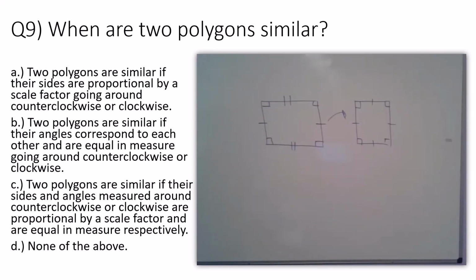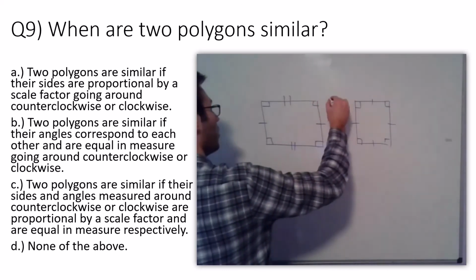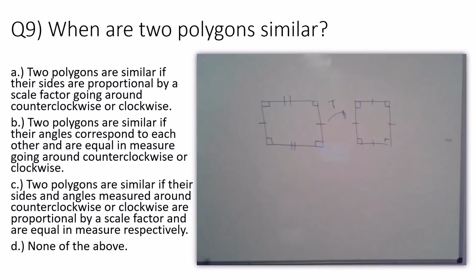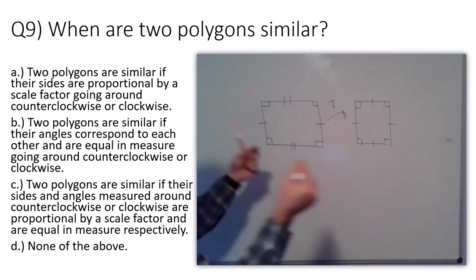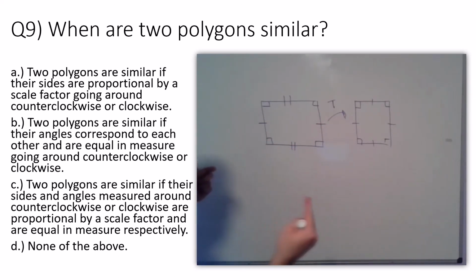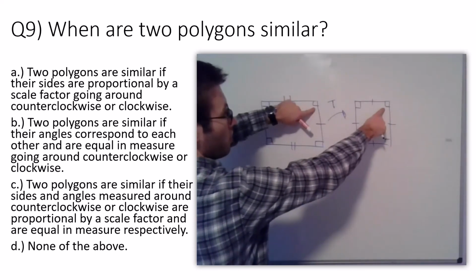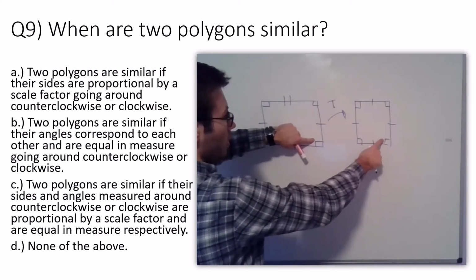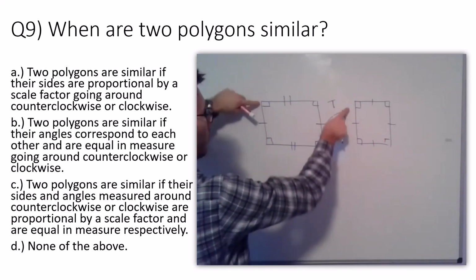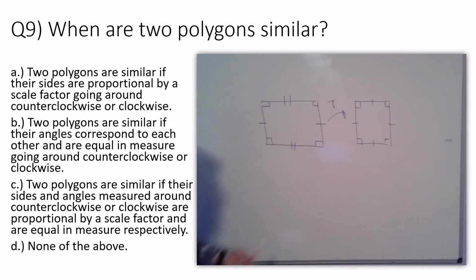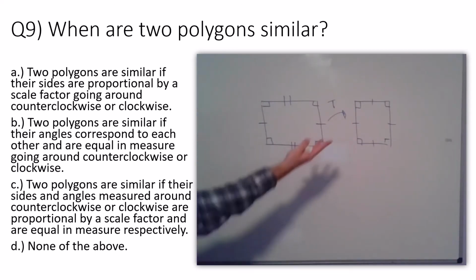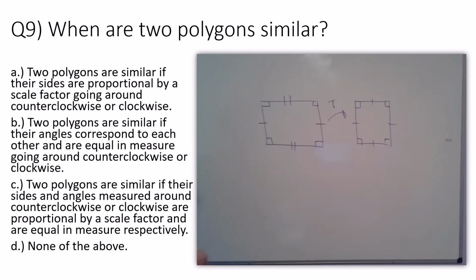All right, let's look at our two diagrams here. We have some kind of transformation, T. We want to see if it's a similar transformation. This one has to deal with angles. Let's go around clockwise here. 90 equal, 90 equal, 90 equal, 90 equal. I went around, and all of their angles were equal. Is this a similar transformation?